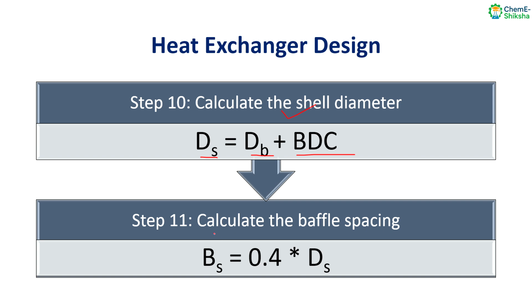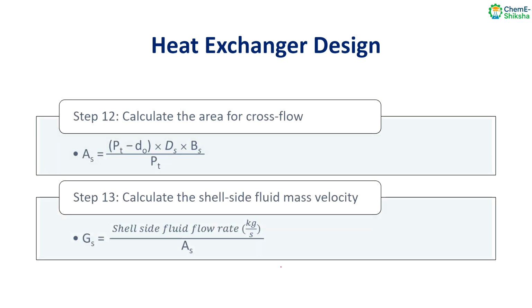Now to calculate the baffle spacing, we know that generally 40% of this shell inside diameter is taken as baffle spacing. So baffle spacing BS is equal to 0.4 into Ds, that is the shell inside diameter. Now in the next step we have to calculate the area for cross flow, that is As is equal to (Pt minus Do), tube pitch Pt minus the tube outside diameter, into Ds, the shell inside diameter, into BS, baffle spacing, divided by Pt, tube pitch.